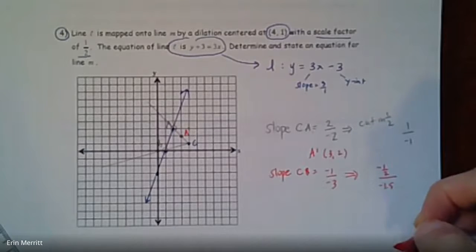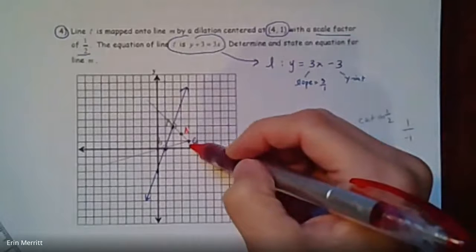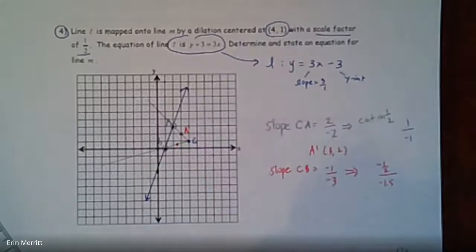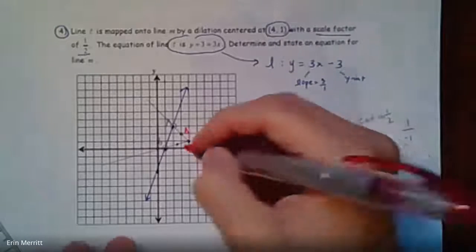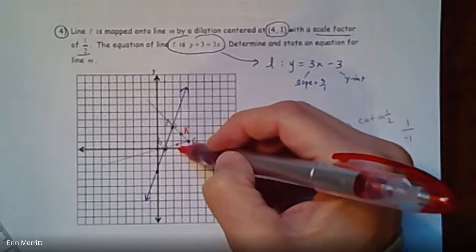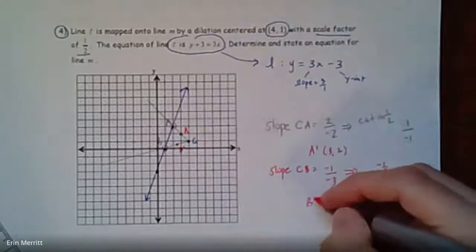That's a little tricky, but that's okay. So if I go down a half and left 1.5, that point's going to slide to right here. So my little B prime is landing itself at (2.5, 0.5).